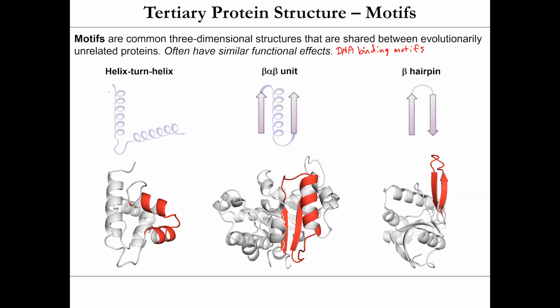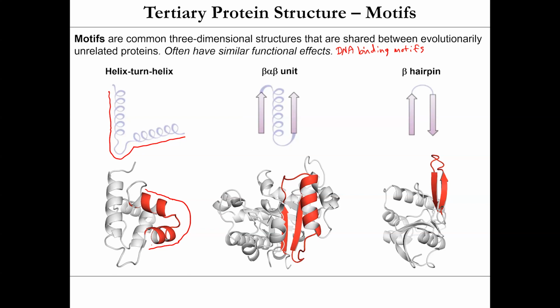A helix-turn-helix is very simple. It's just a helix, a turn, and then another helix. And so that's very common in different proteins. You can see the cartoon description shown here. There's a helix, a turn, and then another helix. And here you can see this in an actual three-dimensional folding of a protein. Here's a helix, there's a turn, and then there's another helix.